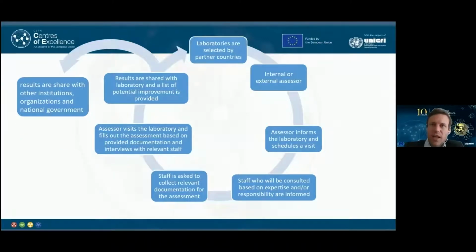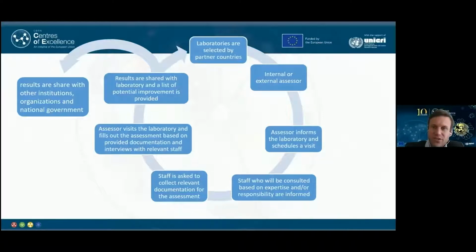So how would you implement the tool? Within Project 81, we envision that laboratories are selected by the partner countries. Then an internal or an external assessor is appointed. And this internal or external assessor then informs the laboratory and schedules a visit or schedules a day to fill out the assessment tool. So the staff who will be consulted is based on their expertise and on responsibility. So the person who's responsible for waste management, the person who's responsible for workstations in the lab, those will be informed and then asked to collect relevant documentation for the assessment.